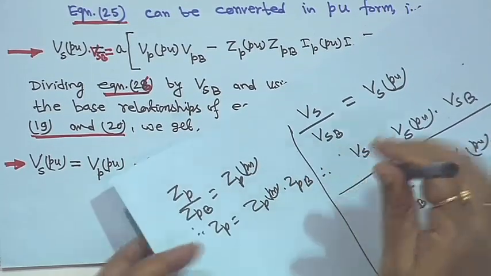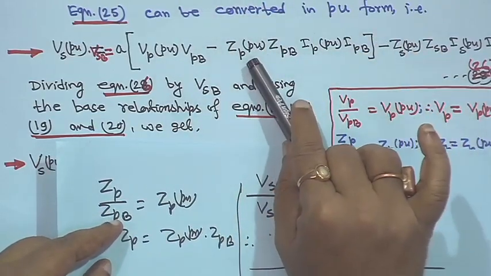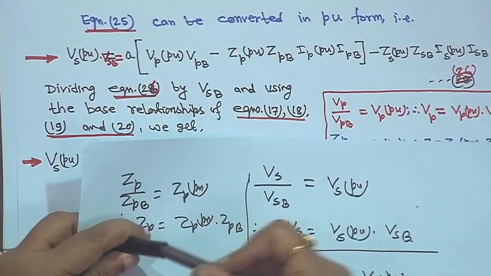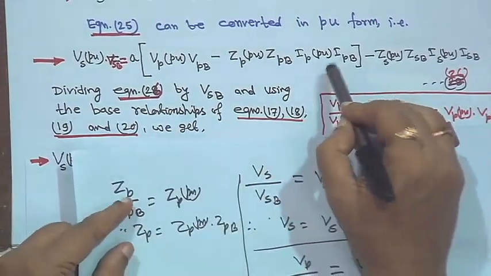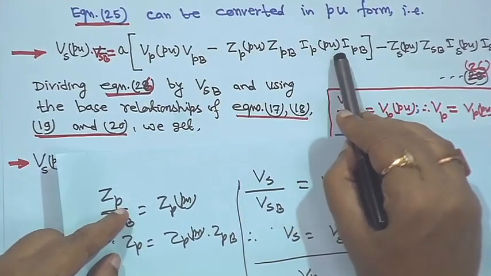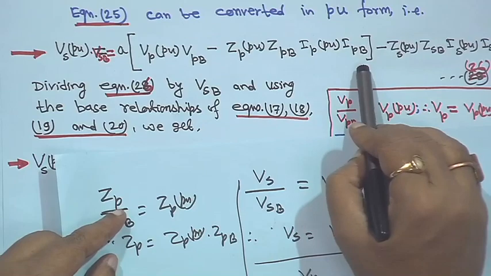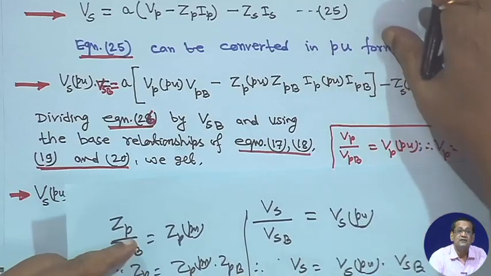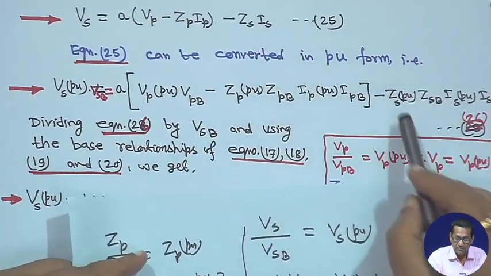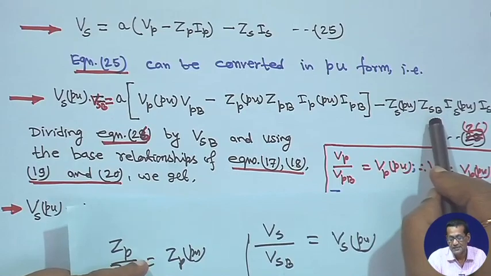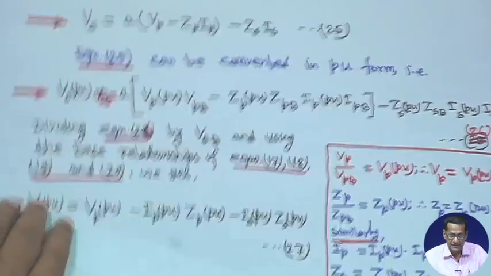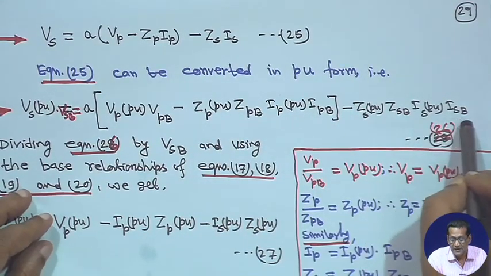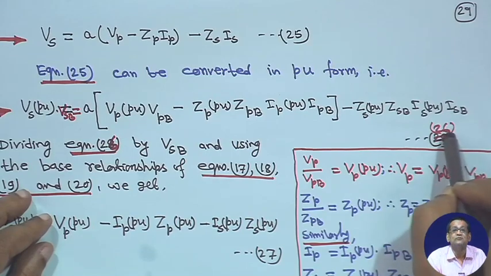So this Zp is actually replaced by Zp per unit and Zpb. This is the per unit impedance. Similarly, in the Ip case also, now everything is understandable, we are putting Ip per unit into Ipb, right. So, bracket close. Now similarly for the secondary side, there is the minus Zs Is term. So Zs is equal to Zs per unit into Zsb, the secondary side base impedance, right, and this Is is equal to Is per unit into Isb, the secondary side base current. This is equation 26, right.